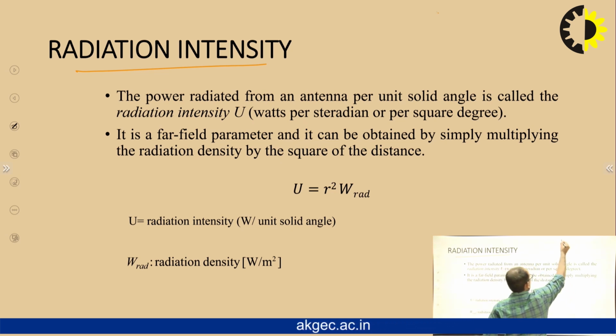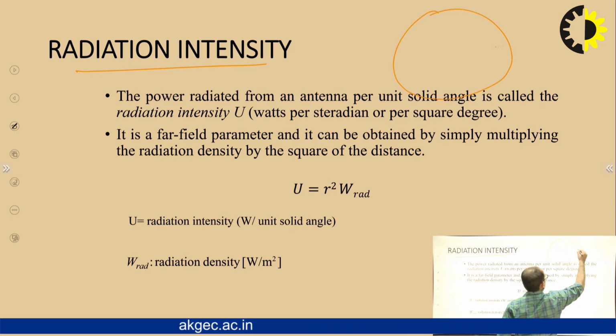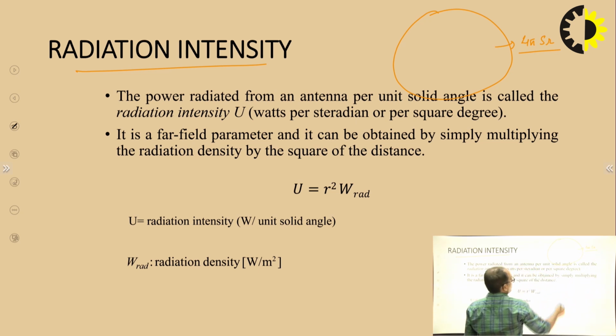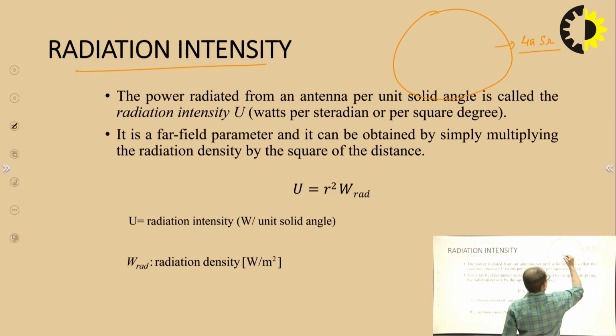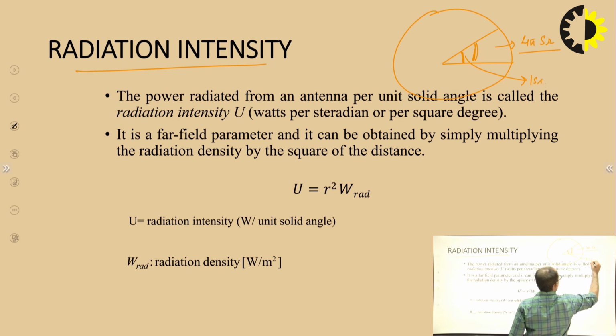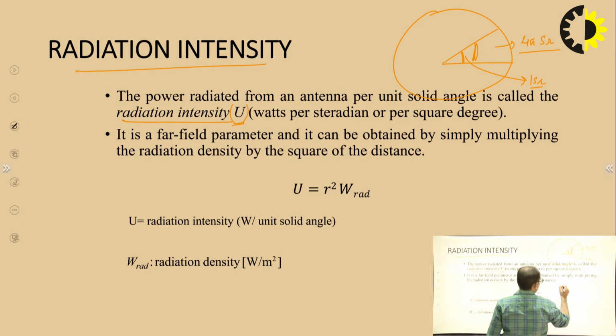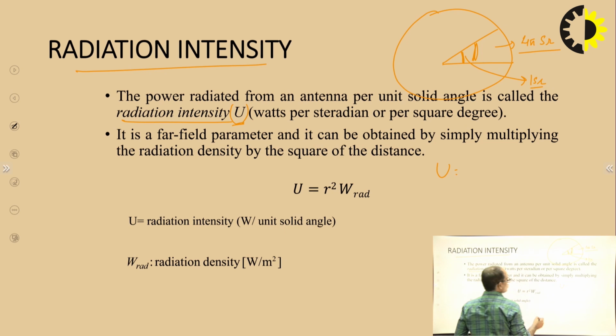As we know, the whole sphere consists of how many solid angles? 4 pi steradian. Clear? Per unit solid angle means how much power is radiated per unit solid angle, that is equal to 1 steradian. So the radiation intensity is generally noted by this term, U. This U will be equal to what?